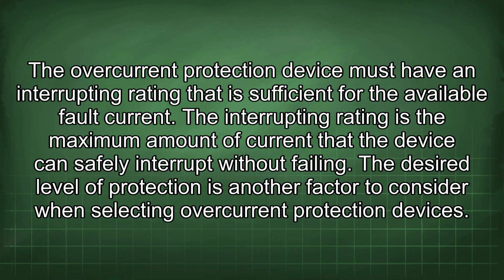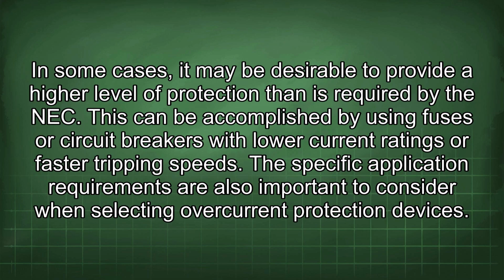The desired level of protection is another factor to consider when selecting overcurrent protection devices. In some cases, it may be desirable to provide a higher level of protection than is required by the NEC. This can be accomplished by using fuses or circuit breakers with lower current ratings or faster tripping speeds.